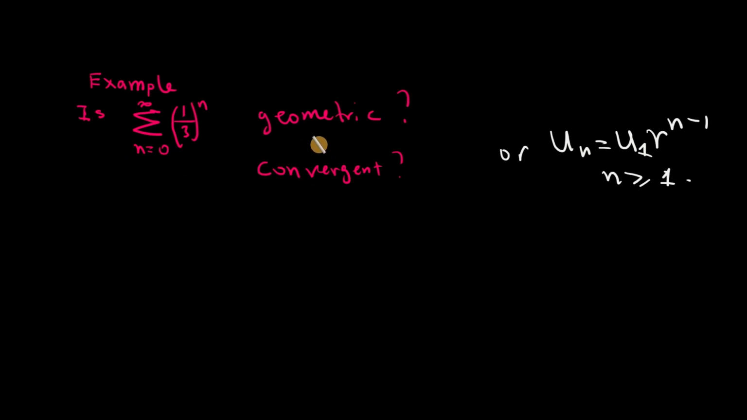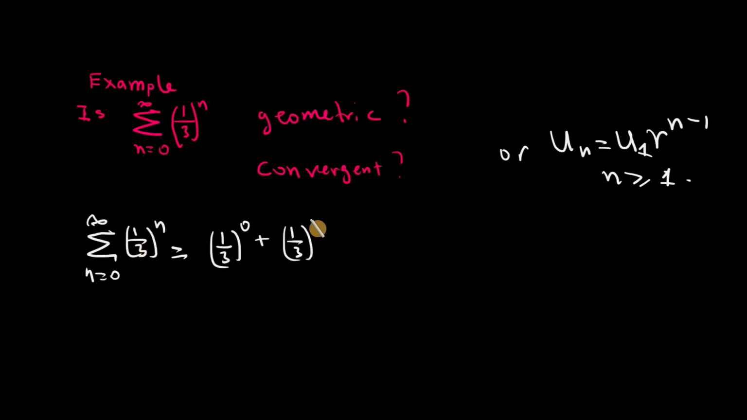Let's find out whether the series is geometric. The summation of 1 over 3 to the n from n equals 0 to infinity is equal to 1 over 3 to the 0 plus 1 over 3 to the 1 plus 1 over 3 to the 2 plus up to infinity. Here we put 0 when n is equal to 0, 1 when n is equal to 1, 2 when n is equal to 2, and we can continue to write the terms. That is 1 plus 1 over 3 plus 1 over 9 plus and so on.